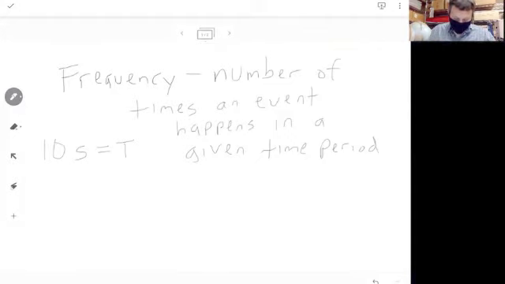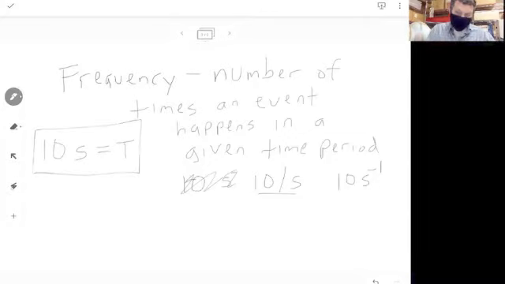So let's say the frequency of something was 10 times per second. One way you can write it is 10 per second, kind of like $10 an hour. This is written as 10 divided by seconds, or you'd write 10 inverse seconds. That means the same thing as 10 divided by seconds. So 10 inverse seconds means 10 times per second it happens, whereas a period of 10 seconds means it happens one time every 10 seconds. There's a difference between those two.